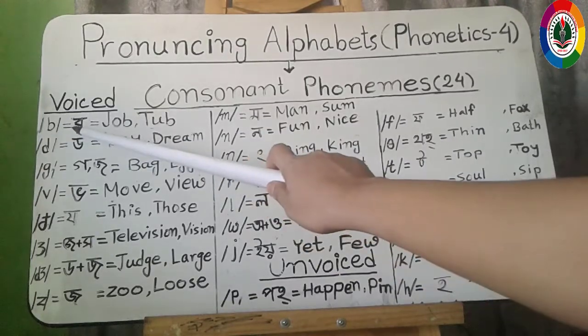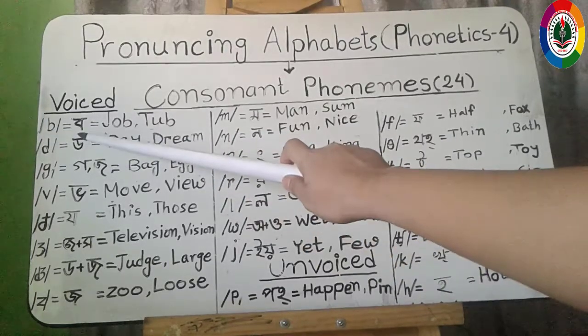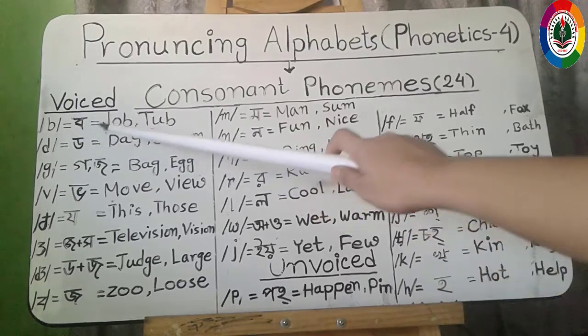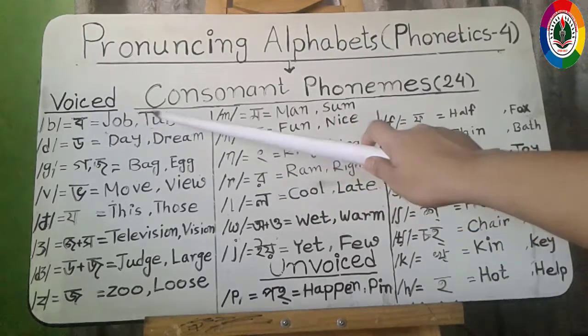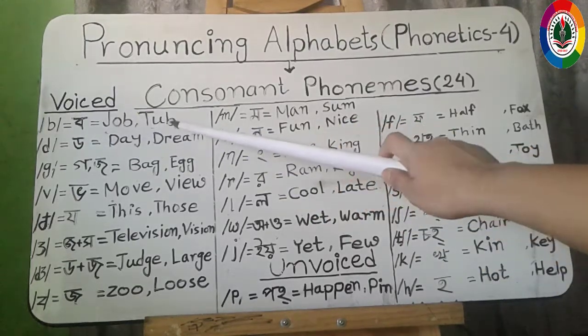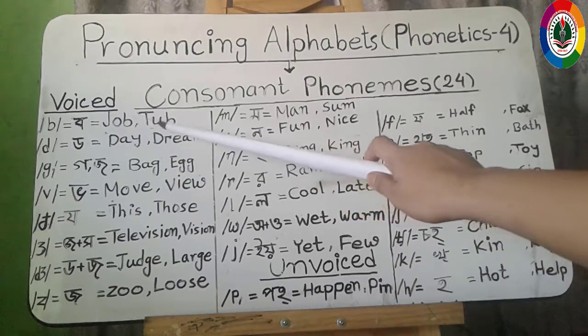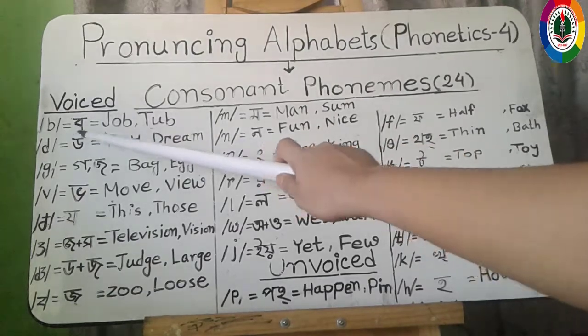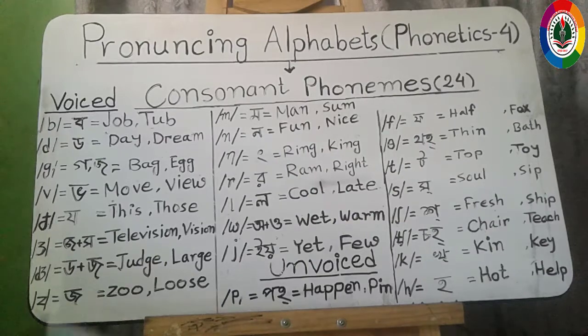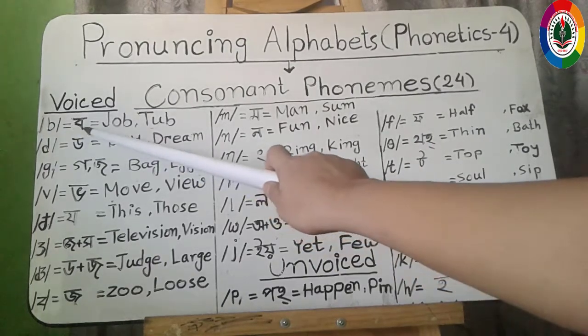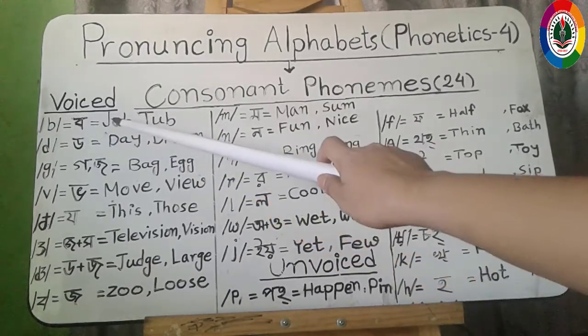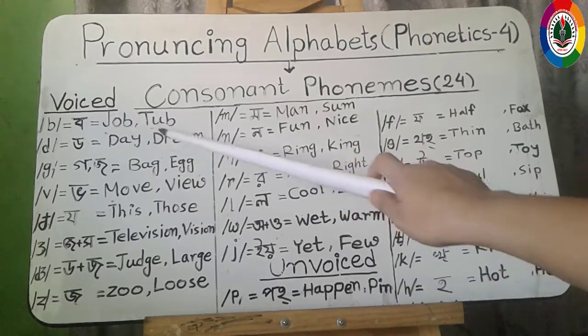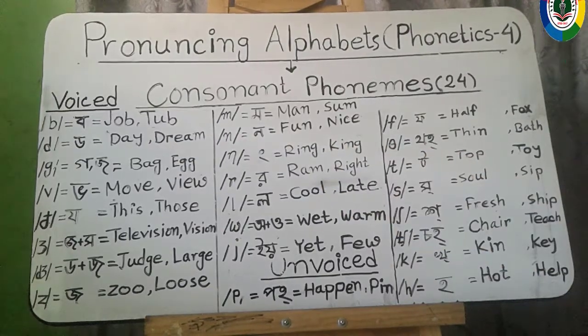The phoneme for this sign is b, and the examples are jab, tub. While you utter jab and tub, we find the presence of the phoneme sign b, and in the place of b, our vocal cords strongly vibrate.